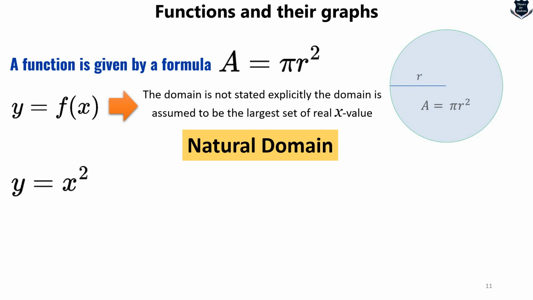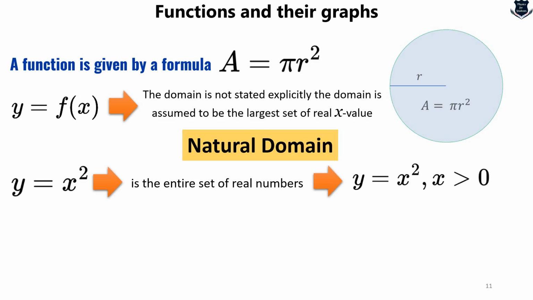Now if we want to restrict the domain, we must say so. How do we do that? The domain of y equals x squared is the entire set of real numbers. To restrict the domain of the function, we set positive values of x. We could write y equals x squared where x is greater than 0.